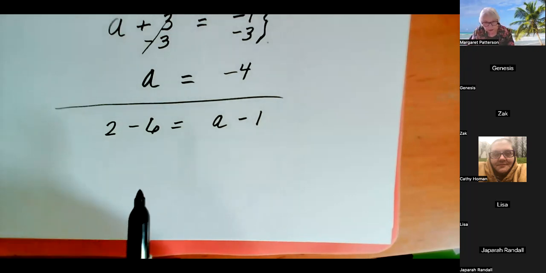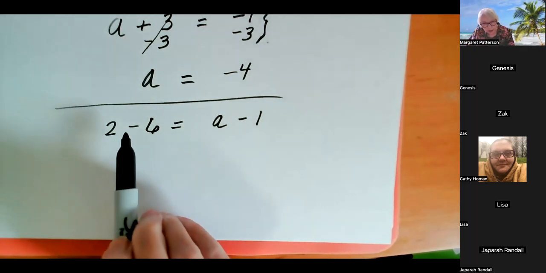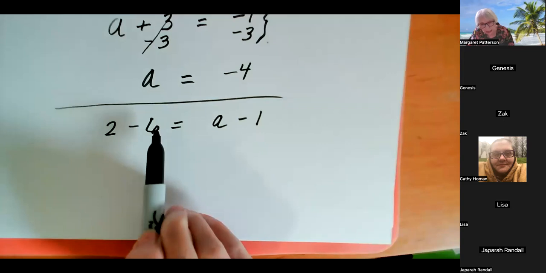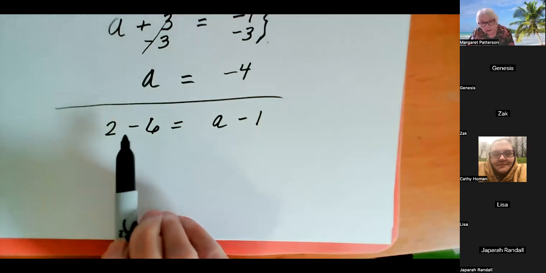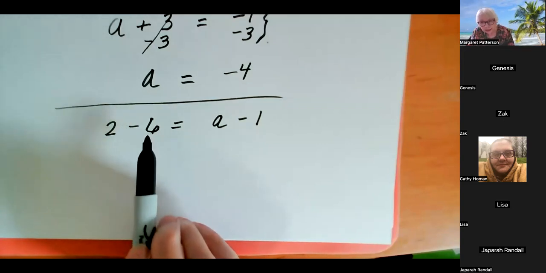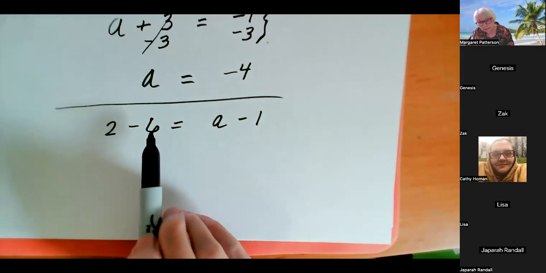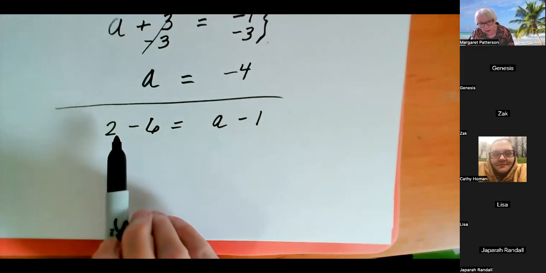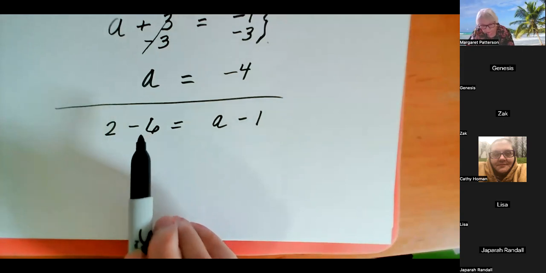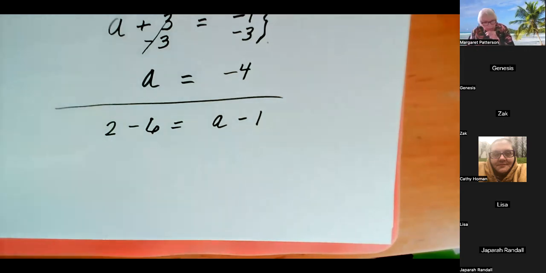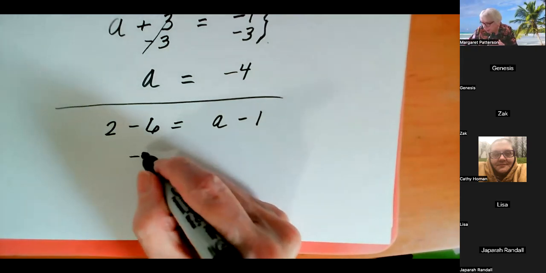This is slightly different. The left side needed to be simplified. And so whenever you see a slight mess, the answer is clean it up. And so how much is 2 subtract 6? -4. Correct.